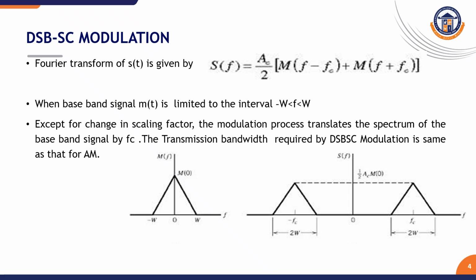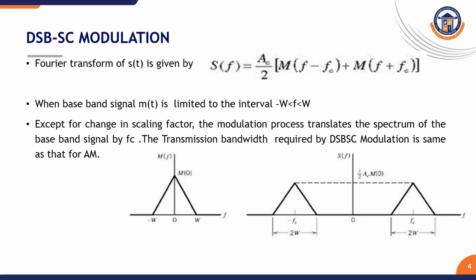See the left-hand figure, minus W to plus W, therefore W minus of minus W is equal to 2W. Therefore, the lower sideband bandwidth is 2W. Similarly, for the right side, the upper sideband bandwidth is 2W. The only change is the scaling factor. So what is the scaling factor over here? 1 by 2 Ac. Therefore, except for changing the scaling factor, the modulation process translates the spectrum of the baseband signal by the carrier frequency fc.